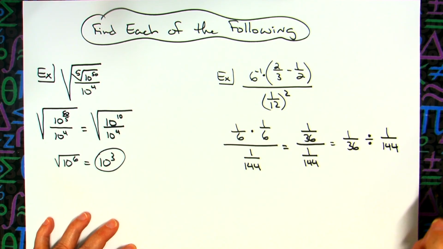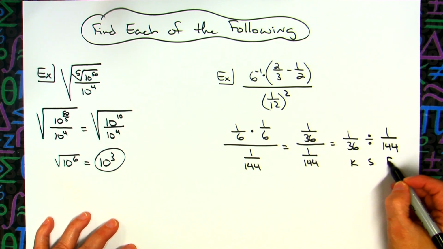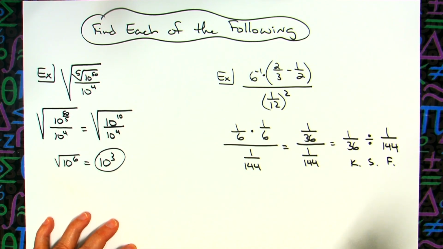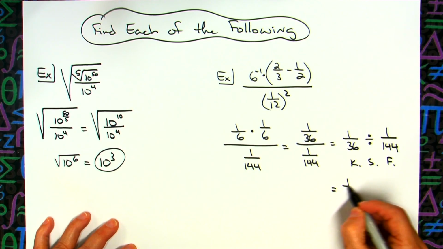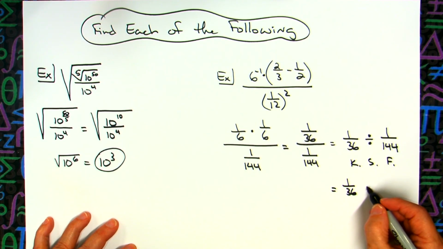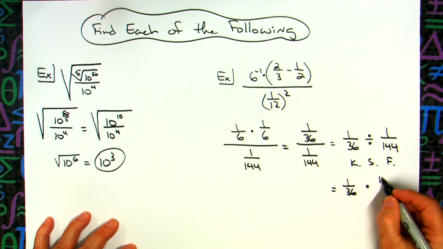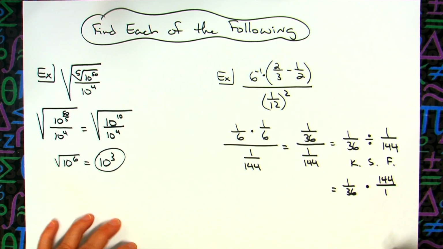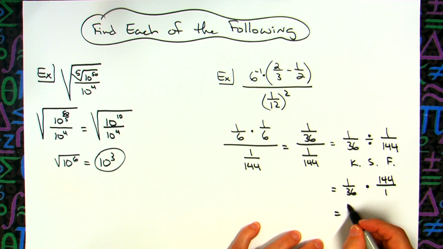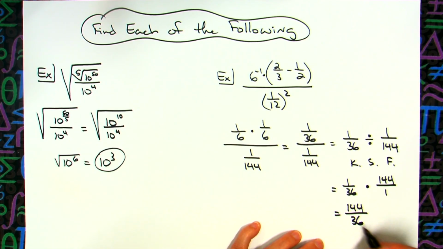And then how do we divide fractions? Well, we keep it, switch it, and flip it. That's kind of a little saying that helps people remember how to work with their fractions. So 1 over 36 we're going to keep. We're going to switch the divide sign to a times sign. We're going to take the reciprocal or flip the second fraction, 144 over 1, and then 144 over 36. Divide that out, and it's going to be a nice 4.